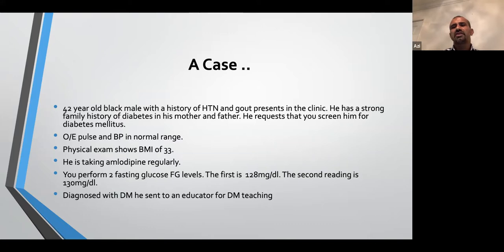The first one is 128, the second is 130. That's the ADA criteria for diagnosis: fasting plasma glucose of 126 on 2 different occasions. Therefore, we established the diagnosis of type 2 diabetes mellitus, and the patient is sent to a diabetes educator for lifestyle changes and diabetes mellitus teaching. Next slide.